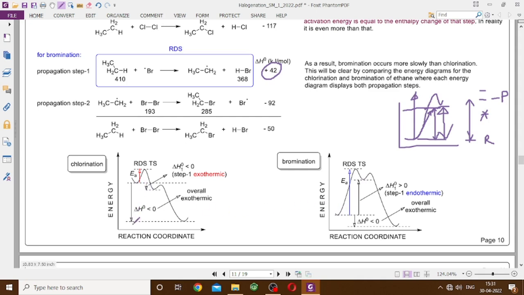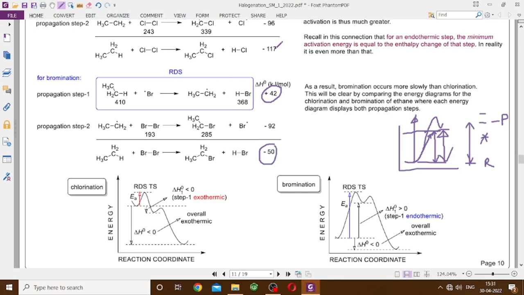Overall, this reaction is exothermic. That's the final product. That's the reactant. Even though the first step is exothermic, it does not prevent the whole reaction from being exothermic. So the exothermic reaction means delta G0 is also negative and the reaction is a go. As you can see, it is minus 50, just like it is minus 117.